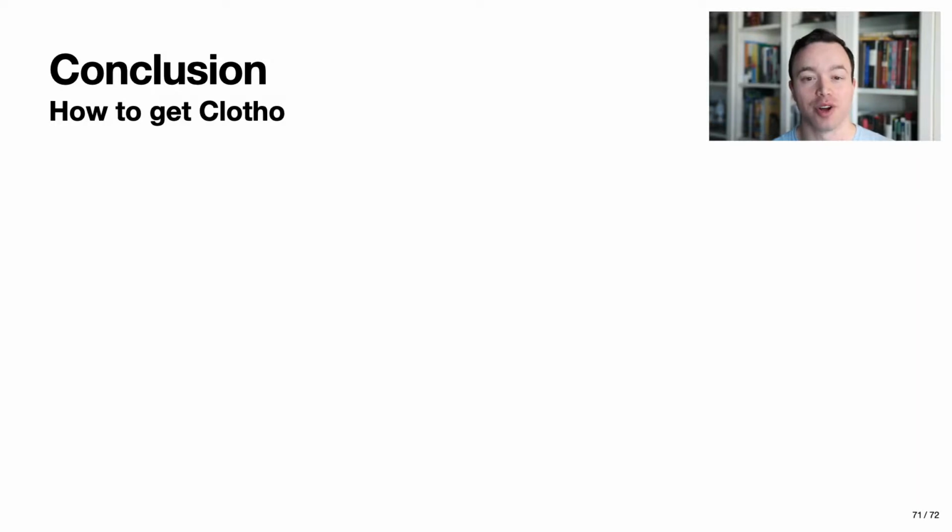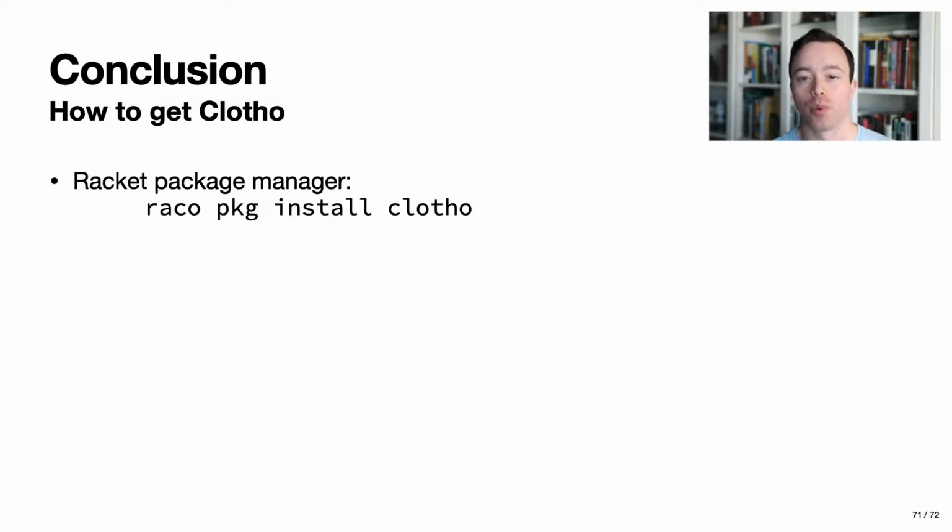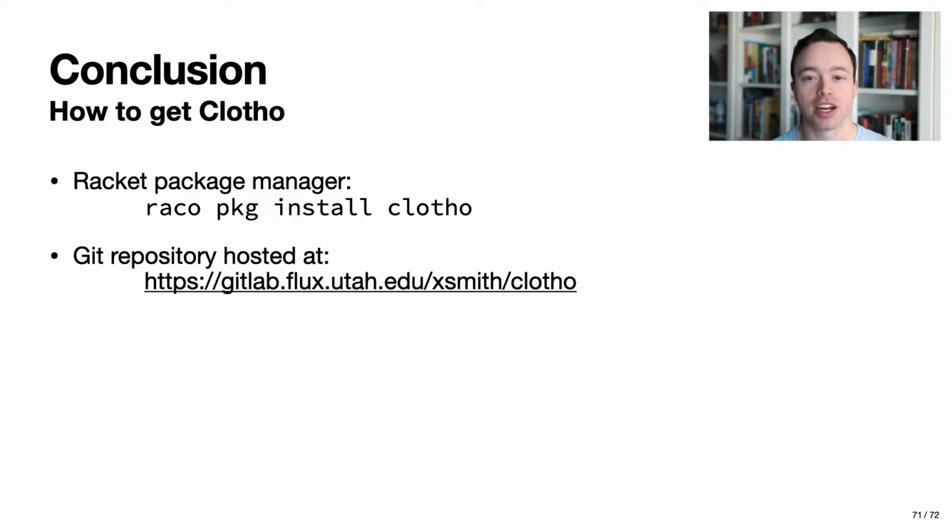So where can you get Clotho? Well, we recommend just using the Racket package manager. A quick raco pkg install clotho should do the trick. But if you're really keen on going through the source code, or if you want to file a ticket on our issue tracker, you can access Clotho's Git repository at this URL.